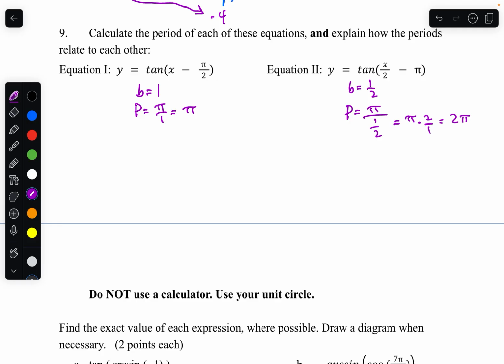When the b value is 1 or bigger, and then you do a b value that's smaller than 1, just compare the two. So however you think of it, the one on the left is half as much, or the one on the right is twice as much.